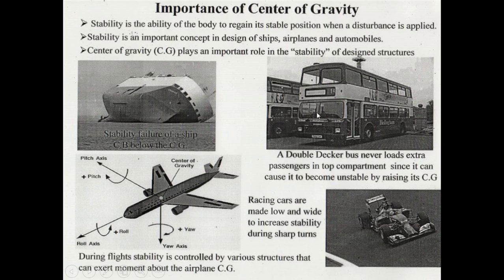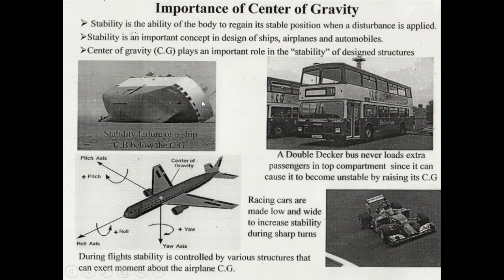Similarly, while designing this double decker bus, you cannot load extra passengers in its top compartment, because the center of gravity can rise, and the bus can become unstable. So it can turn over during sharp turns. Similarly, this racing car shown here is made very low and wide, in order to keep the center of gravity as close as possible to the ground, so that when these racing cars travel at very high speeds and make very sharp turns, they maintain their stability.